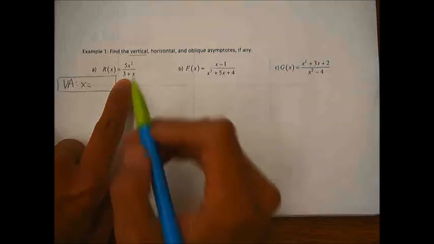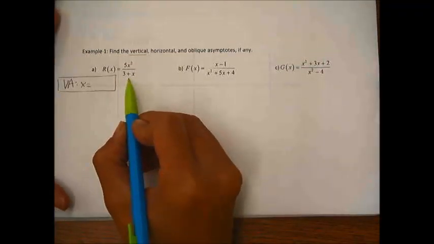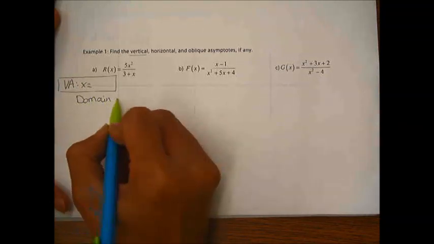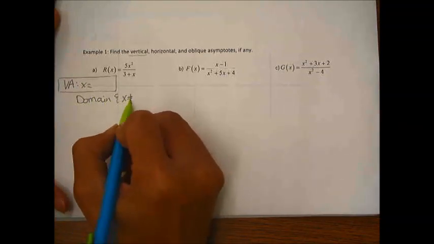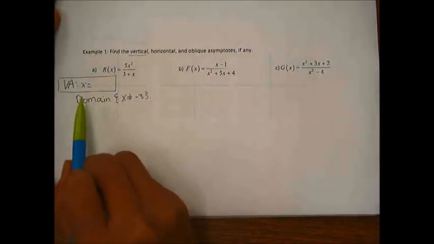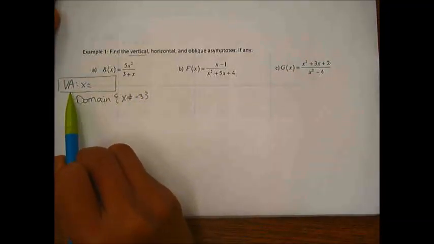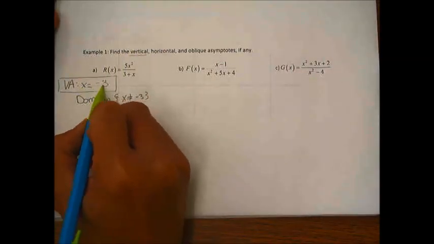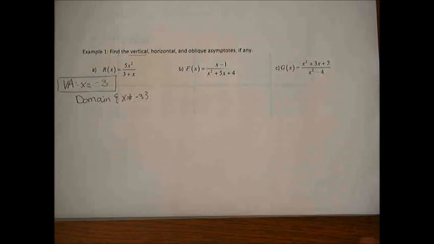So if you look at this, the domain of this function is that x can never ever be negative 3. Okay, that's the domain. So the vertical asymptote is simply x equals negative 3. Notice how they are completely related.